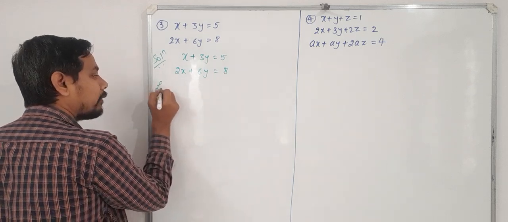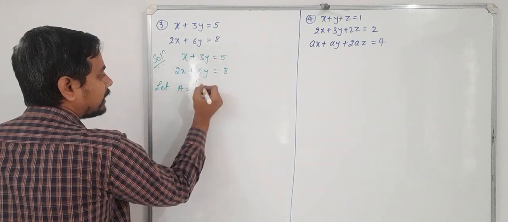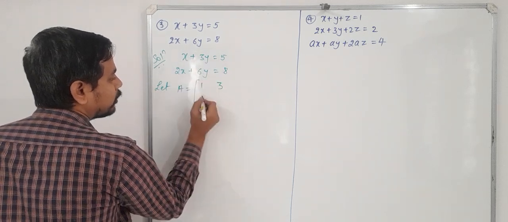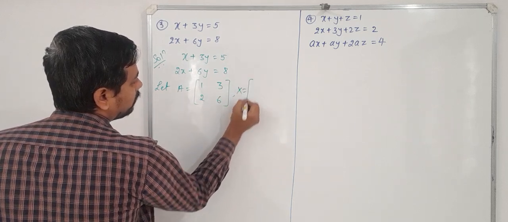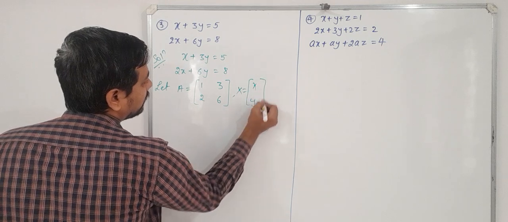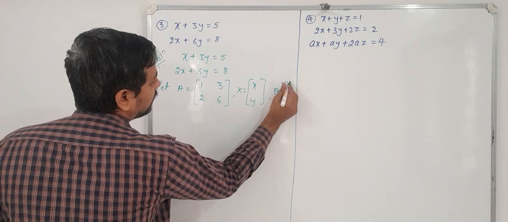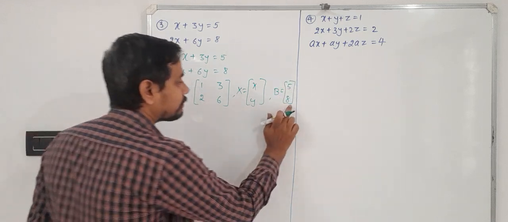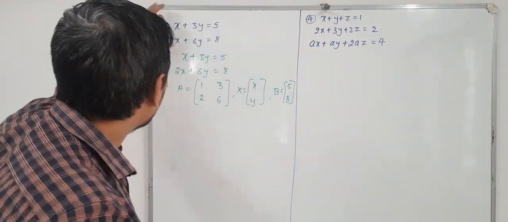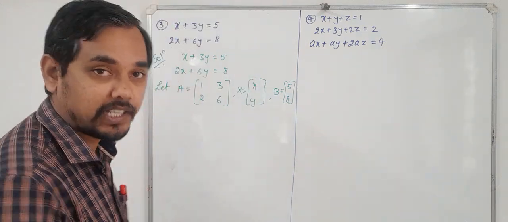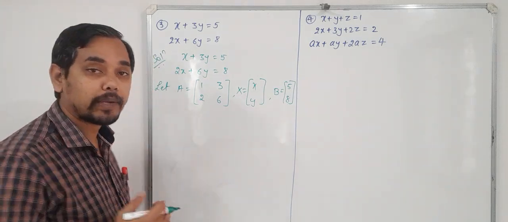So here what will be the value of A? A will be 1, 3, 2, 6. X will be equal to x comma y and b will be equal to 5 comma 8, right? So this is our arrangement of this particular system of equations which are given to us, right? So first and foremost thing, as we know, we should find the value of determinant A.